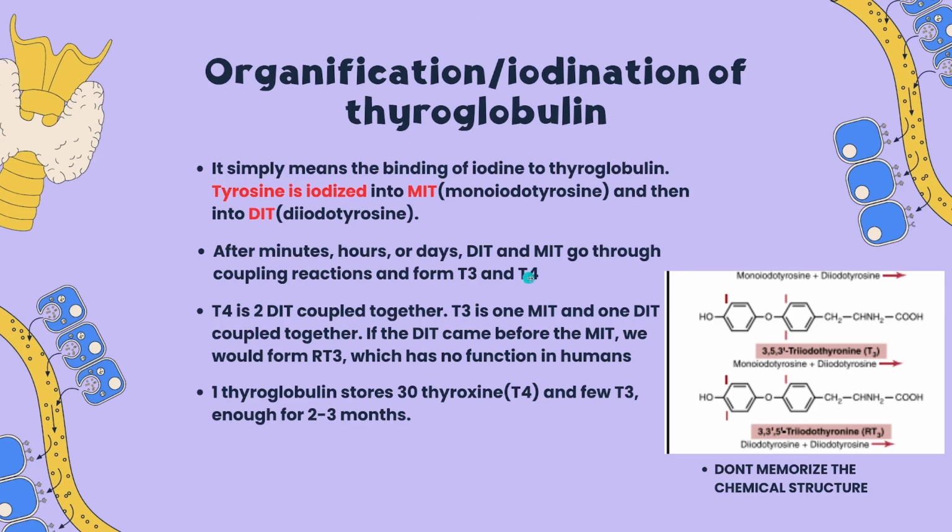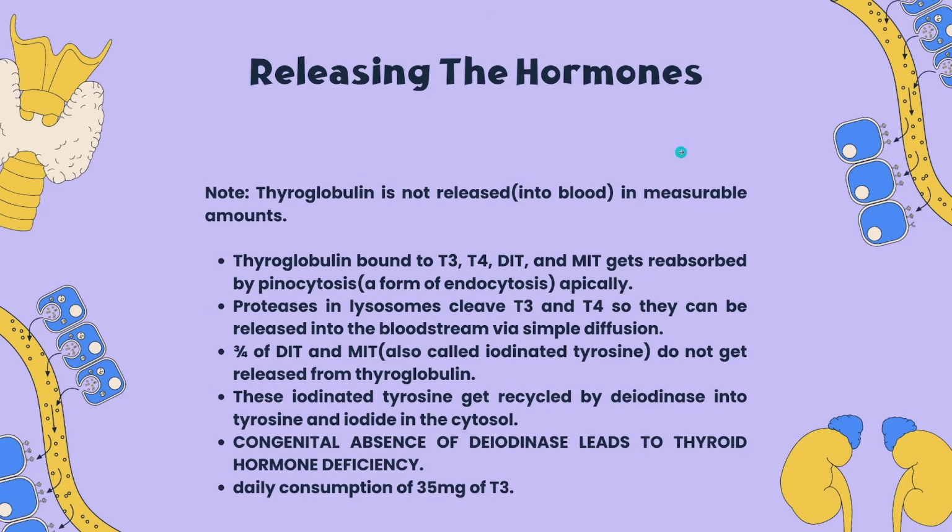Now for T3, as you can see in the chemical structure here, this is MIT since it has 1 iodine, and this is DIT since it has 2 iodine. If we have the 2 first, then the 1, we form reverse T3. One thyroglobulin stores 30 thyroxine, or 30 T4, to a few T3, and the amount that one thyroglobulin stores can last for 2 to 3 months. Try to keep that in mind. They might ask you how long the hormone in one thyroglobulin, or its effects, last: 2 to 3 months. Now, releasing the hormones.